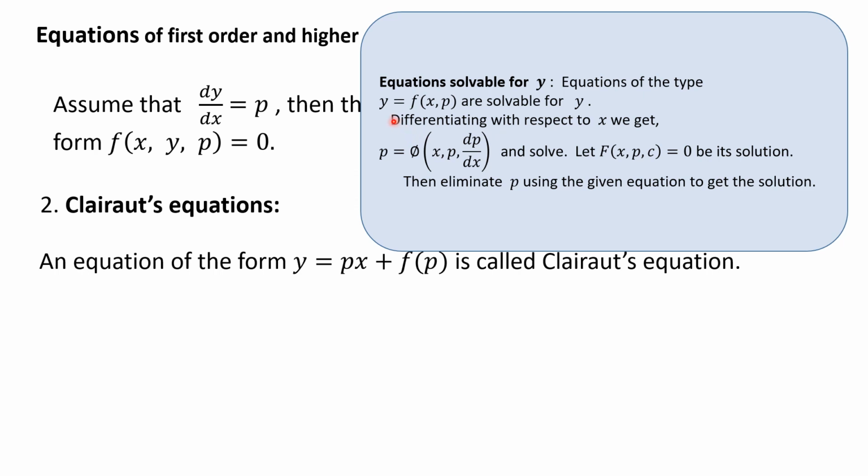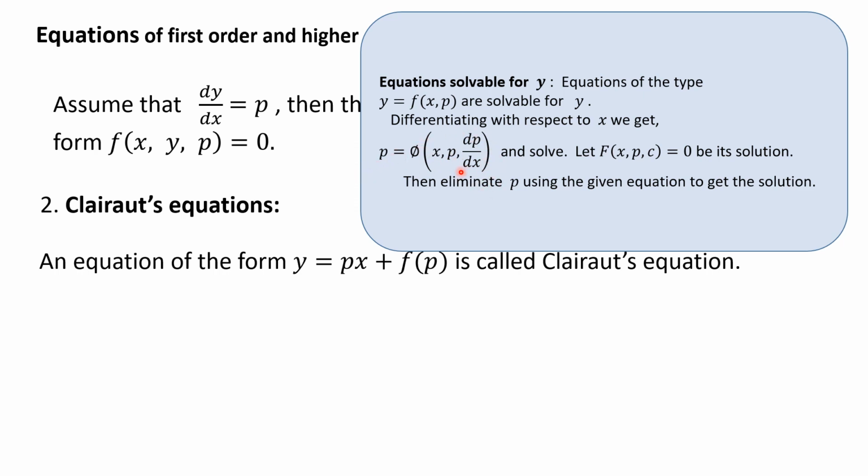Now if it is soluble for y, what is the method involved? We have to differentiate this with respect to x on both sides. Similarly, if it is soluble for x, we have to differentiate with respect to y on both sides. So let me now take the method. If it is soluble for y, we differentiate with respect to x on both sides. As we know, the derivative of y, dy by dx, we denote as p, and the right hand side, a function of x comma p, if you differentiate with respect to x, obviously you will get a function of x comma p comma dp by dx.